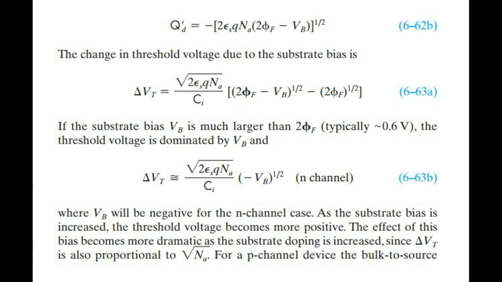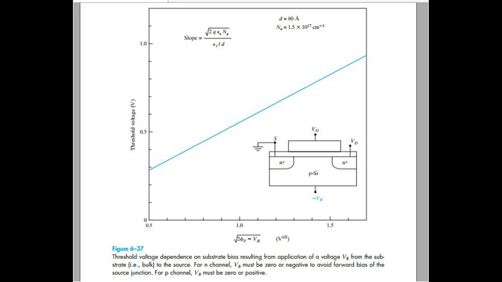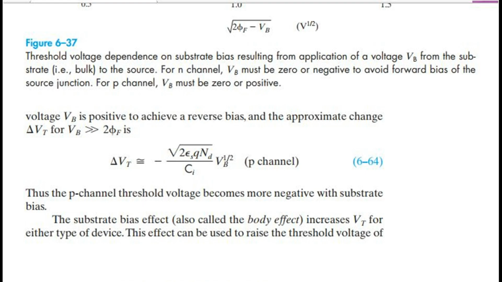For a p-channel device, the bulk to source voltage VB is positive to achieve a reverse bias, and the approximate change in VT for VB much greater than 2ΦF is given. Figure 637. Threshold voltage dependence on substrate bias resulting from application of a voltage V from the substrate, bulk, to the source. For N-channel, V must be 0 or negative to avoid forward bias of the source junction. For P-channel, V must be 0 or positive. Thus the P-channel threshold voltage becomes more negative with substrate bias.